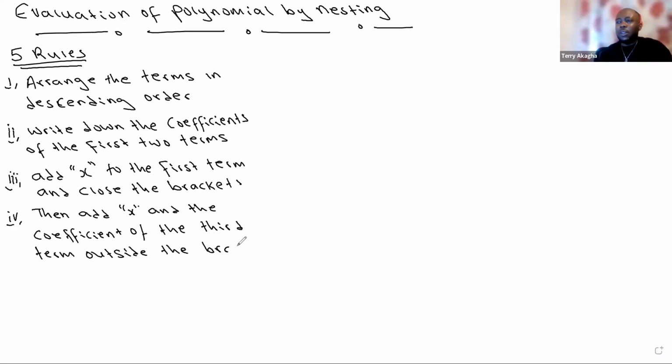Then you keep on repeating this step. That is the last rule. Keep on repeating step 4 until you get to the last term. So you repeat step 4 until you get to the last term. All right? Until the last term.